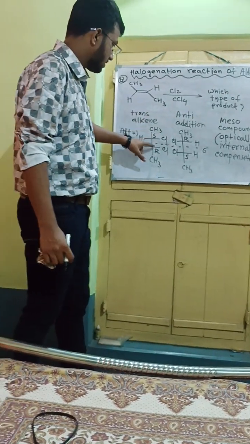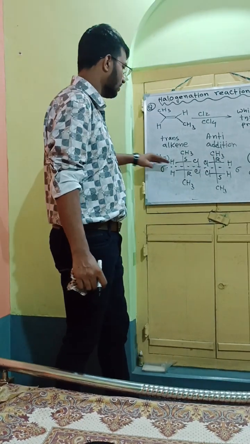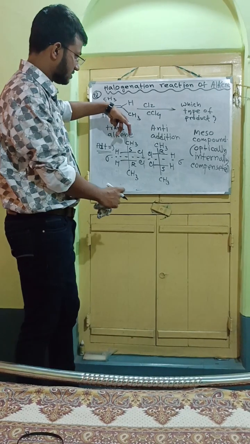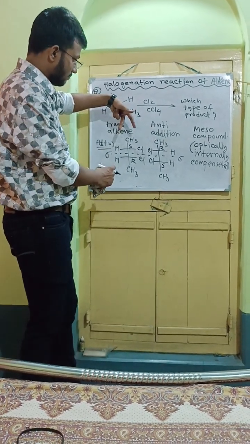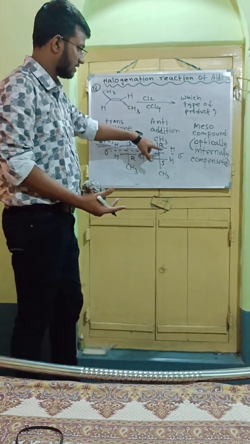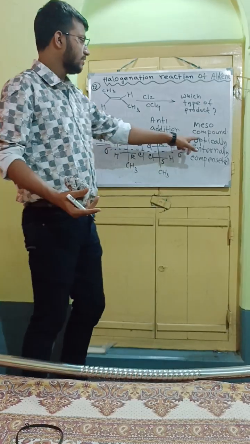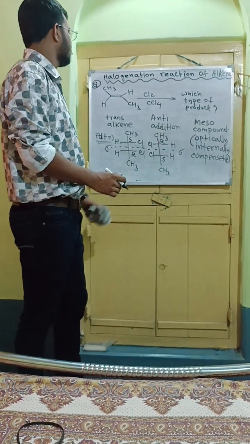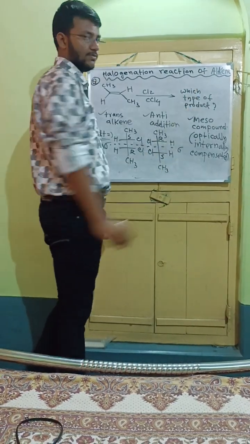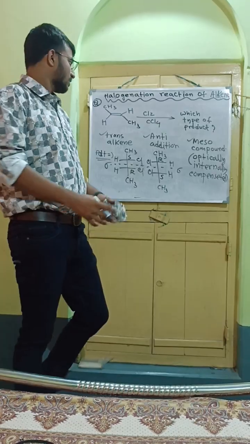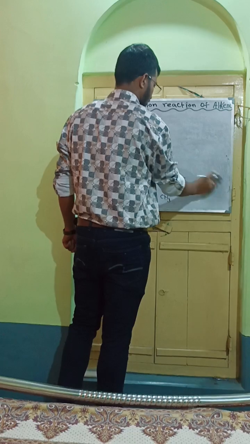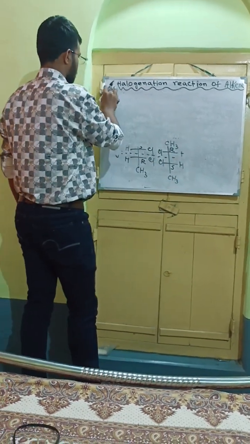Clear? It is S and it is R, and has one sigma plane. Here also same. Clear? If plane polarized light for this S makes clockwise rotation, then it will make anti-clockwise rotation. Similar for this. That's why these are called internally compensated. So for trans alkene, anti-addition makes a meso compound. Clear? So we can concise it like that.